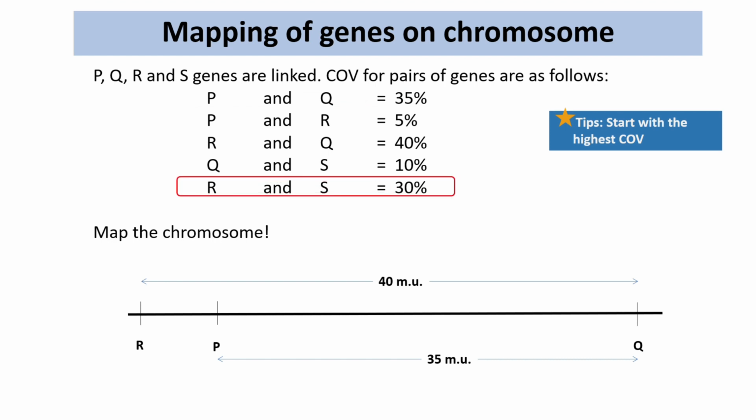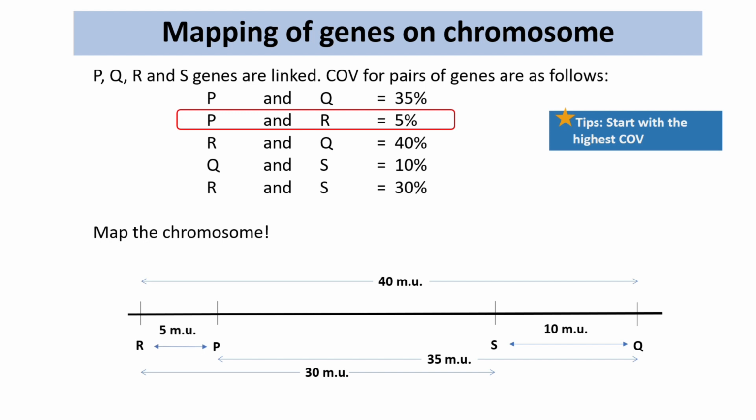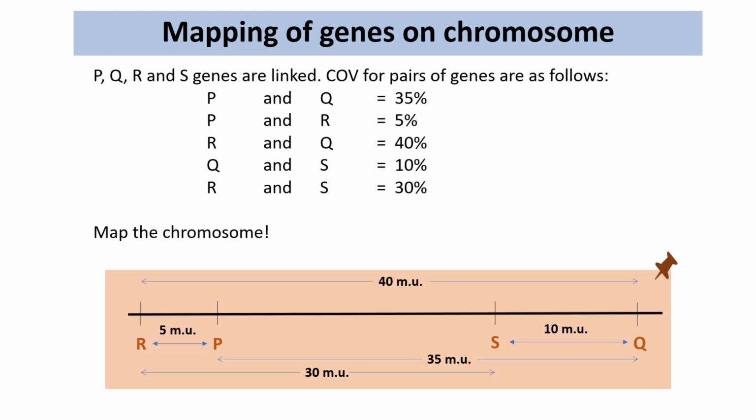Then, R and S. Then, Q and S. And lastly, is P and R. Now, all genes are mapped on the same chromosomes based on the distance between them.